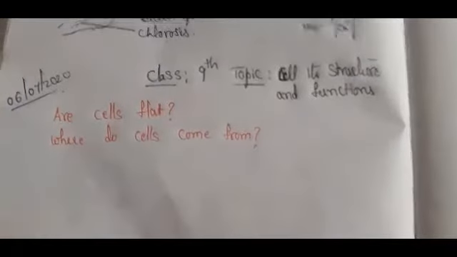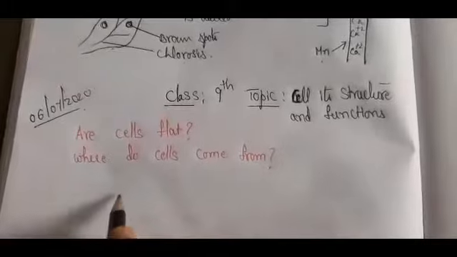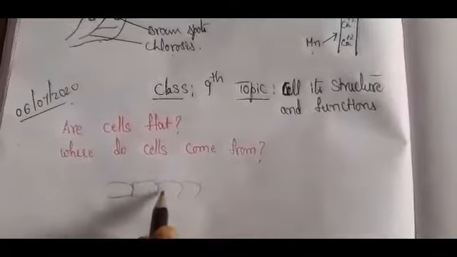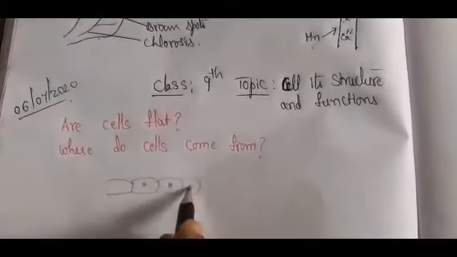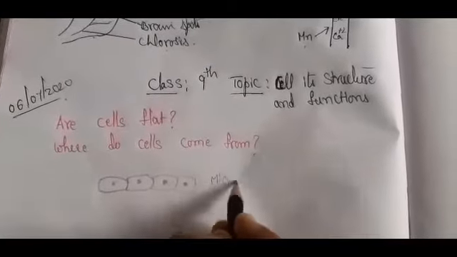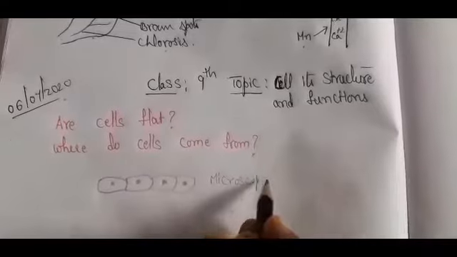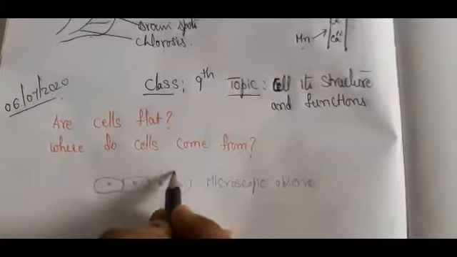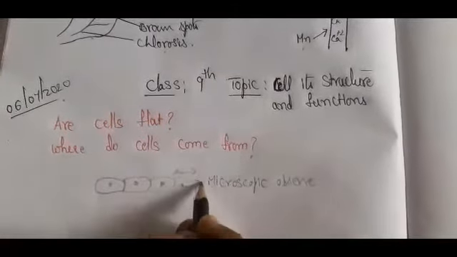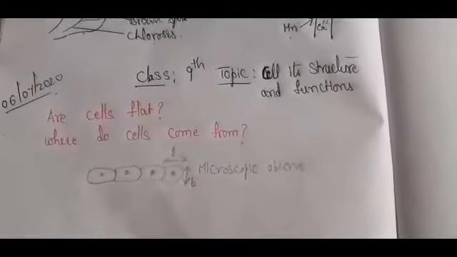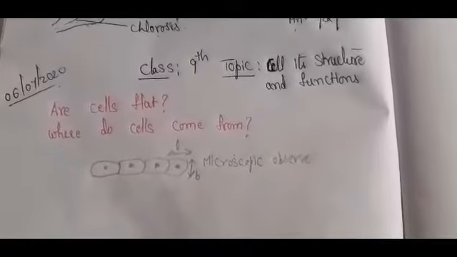Now, if you take a slide and observe cells under the microscope, you are seeing the cells in this manner. Cells appear with the nucleus present at the center of the cell. So under the microscope you are viewing like this. The microscopic observation shows the length and breadth. This is the length of the cell and this is the breadth of the cell. Only length and breadth are present. This is in one plane that you are seeing.